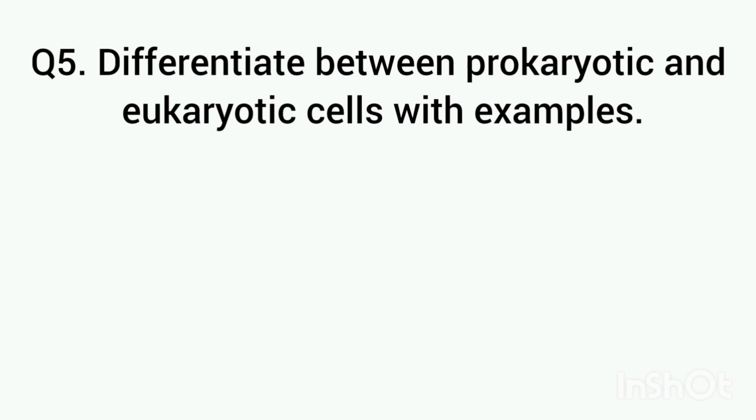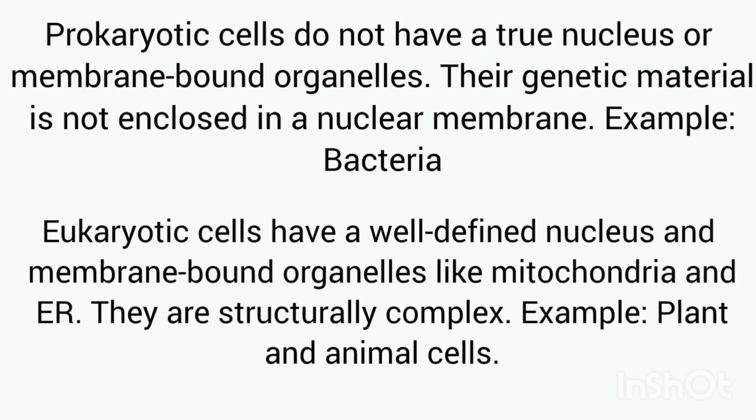Differentiate between prokaryotic and eukaryotic cells with examples. We know that prokaryotic cells do not have a true nucleus or well-defined nucleus, or membrane-bound organelles, and their genetic material is not enclosed in a nuclear membrane. Example, bacteria. Eukaryotic cells have a well-defined nucleus, or a true nucleus, and they have membrane-bound organelles like mitochondria, endoplasmic reticulum, Golgi bodies, etc. And they are structurally complex also. Examples, plant and animal cells.